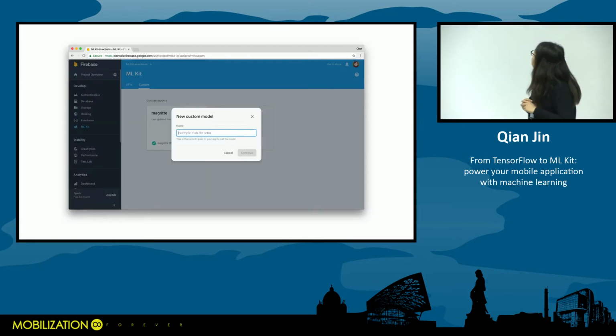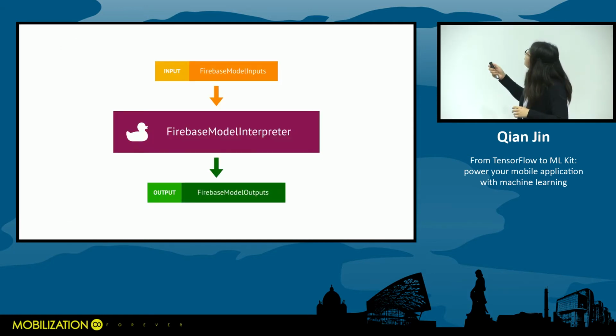As for the upload, it's fairly simple. Name your model, upload it, everything is done. Then it all happens in the code you have to write in your application. The Firebase model interpreter takes some input and generates output. So ML Kit for you guys is just like a black box. Give something as input, get something as output. So I'm going to showcase some of the code I wrote to make things work.